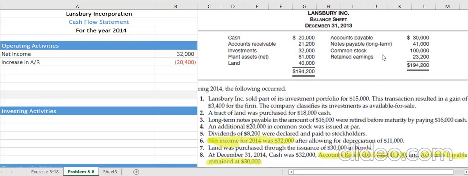If there is no change in accounts payable, it is not recorded in a cash flow statement because it is not changing the cash position of the company. So we are done with the current assets and current liabilities. Notes payable is long term, so that's not a current liability.